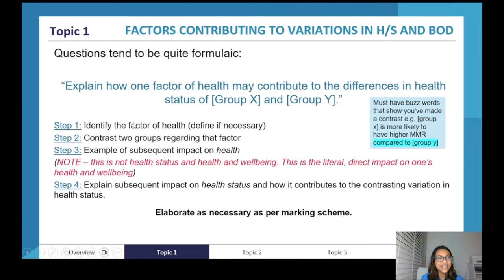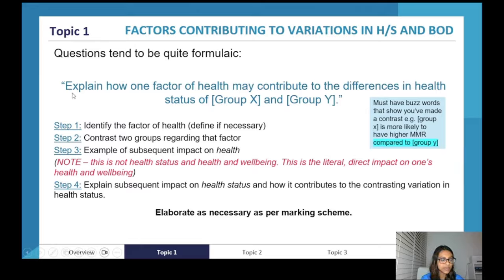Let's keep moving. So questions about factors contributing to variations, like the biological, sociocultural, and geographical, environmental. Those three usually follow quite the same formula of questions.